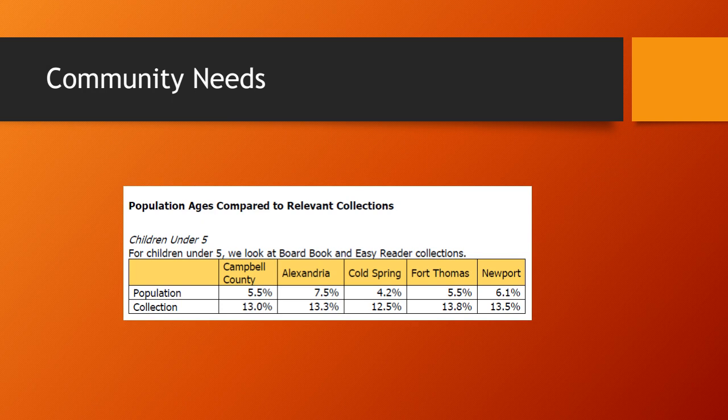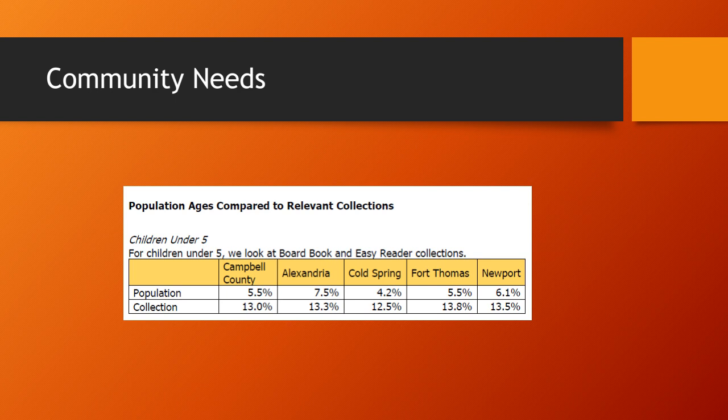Okay, so for the community needs section of the assessment, we compare specific populations with relevant collections in our system. So we'll look at the county overall and then more specifically at the cities where our branches are located to see if we have enough materials to serve those populations.